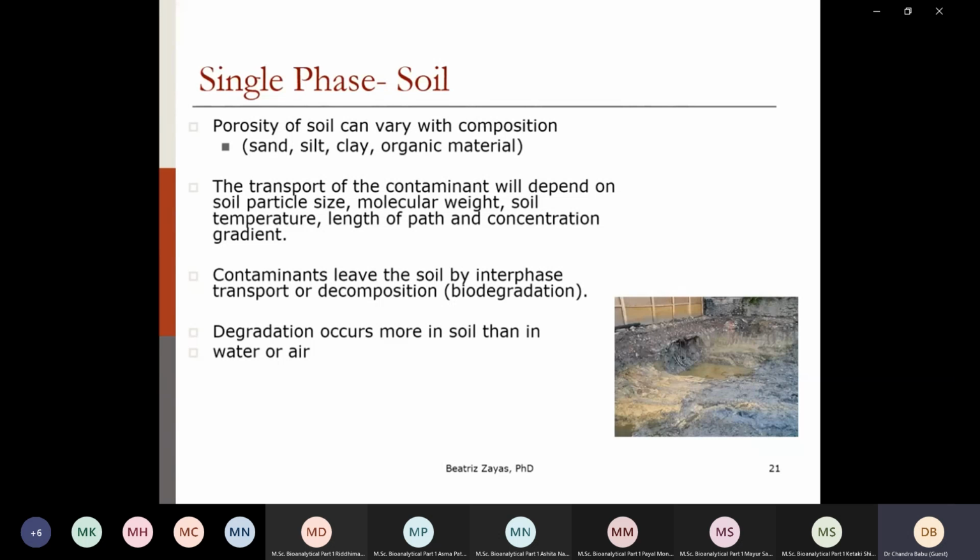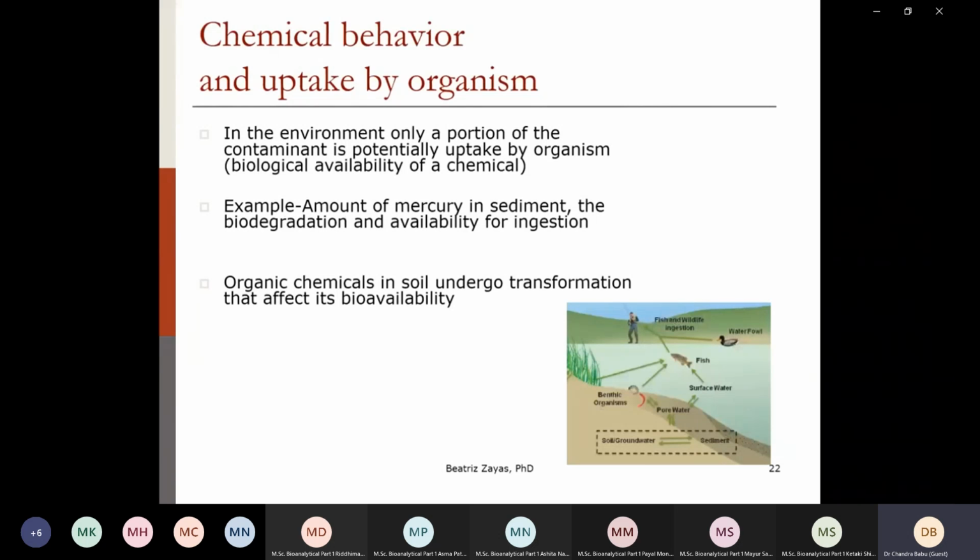And all of that is important, because I guess the key question here is, okay, a substance can be in air and water or in soil. Does that mean the organism will uptake that contaminant? Well, actually, the good news is that not always, and not at the same amount. In the environment, only a portion of the contaminant is potentially uptaken by the organism.